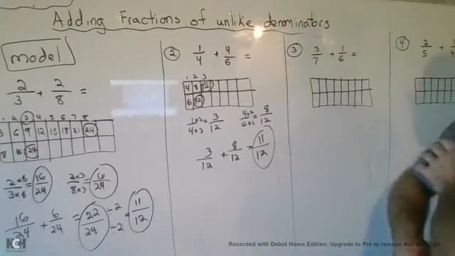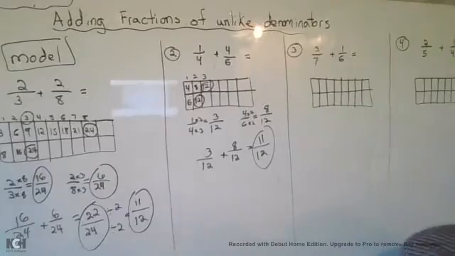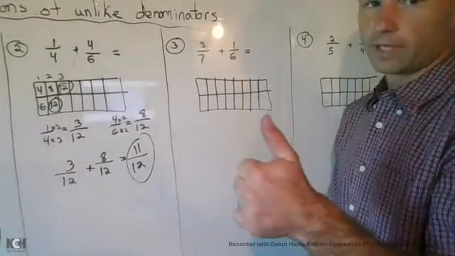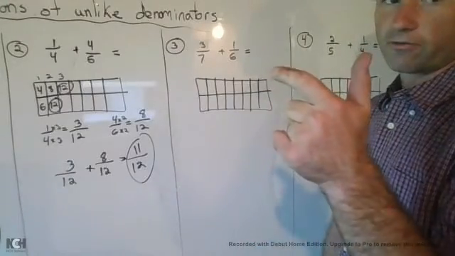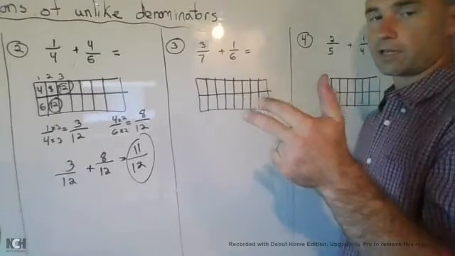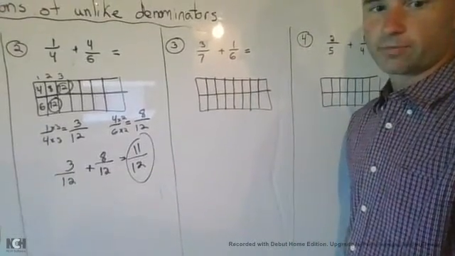All right. So, let's move on to number 3. Find the common denominator. Find the equivalent fractions with that denominator. And then add them together. Challenge yourself to see if it can be simplified. Hit the pause button now, please.